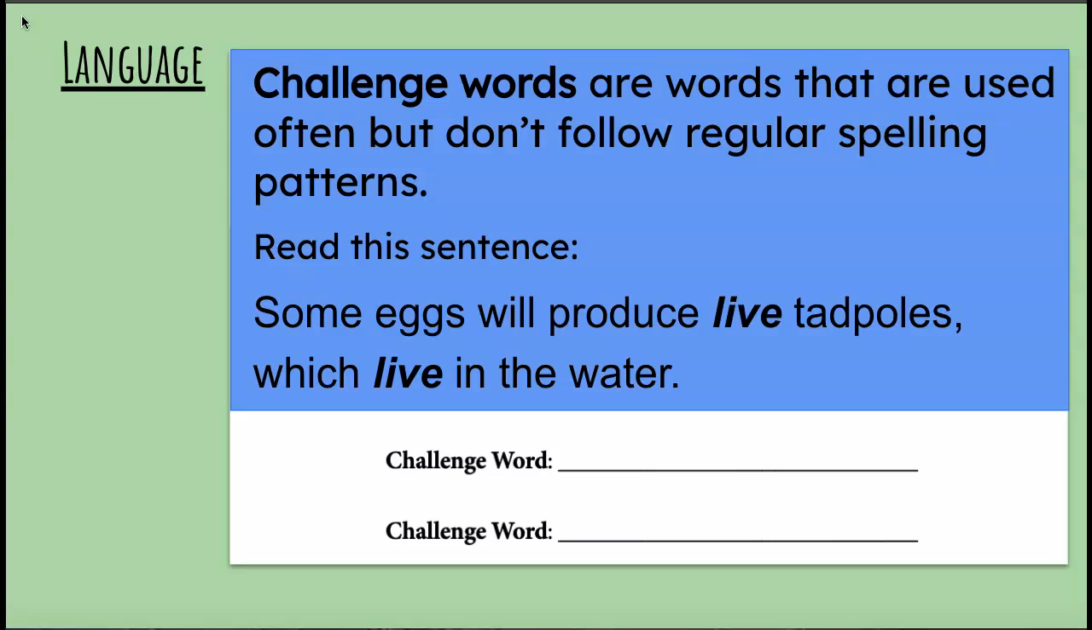Let's read the sentence. Some eggs will produce live tadpoles, which live in the water. So this word, we have to know what context, what the meaning is of the word in the sentence to get it correct. So challenge word number 1 is live. Challenge word number 2 is give. Go back and make any corrections or make sure your words are spelled correctly, and you will be submitting your work to me.